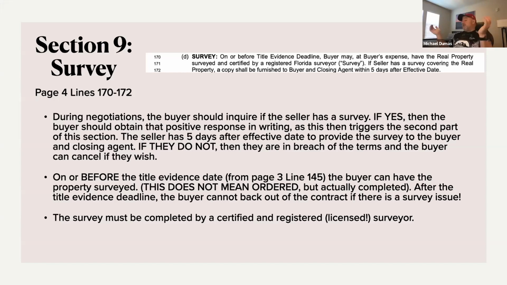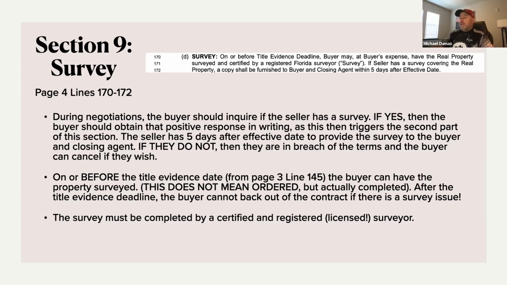So remember, whatever that date is, and as we said before, it's defaulted to 15 days prior to closing. So if you have a 30-day closing and you leave that 15 days as the blank standard for the title evidence date, you have 15 days then to get your survey done. Something we probably need to be thinking about. Also important, the survey has to be completed by a certified and registered, meaning licensed, surveyor.